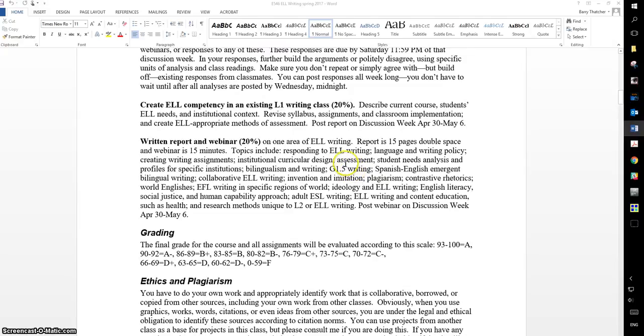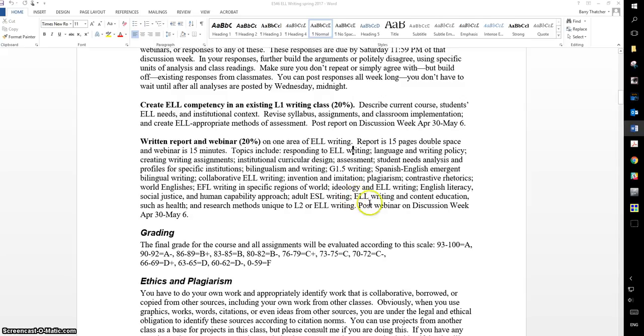The other one is a written report and a webinar on one area of English language writing. You will pick a specific topic, and I have a long laundry list of topics right here. And you will write a report, really like an annotated bib, sharing with other students the importance of this topic for the English language learning curriculum.